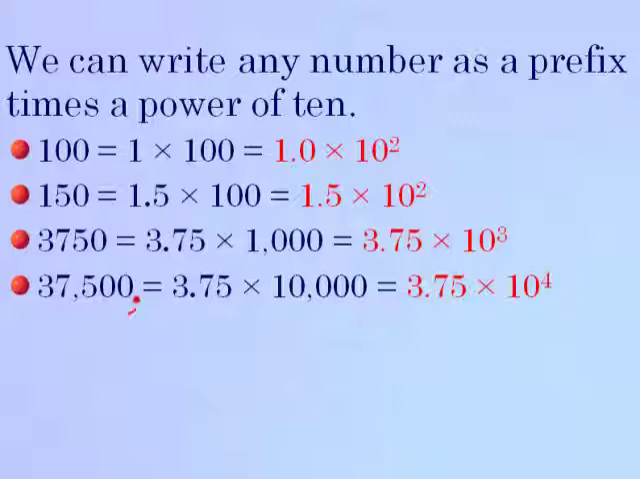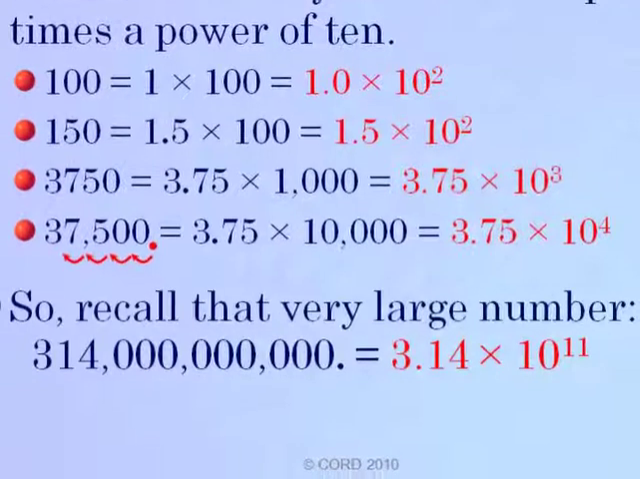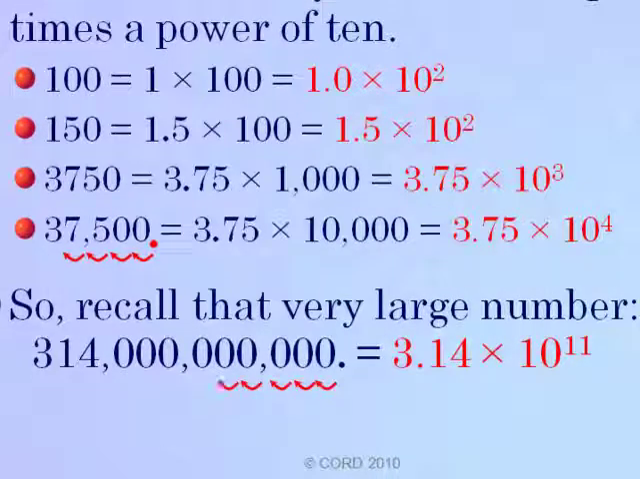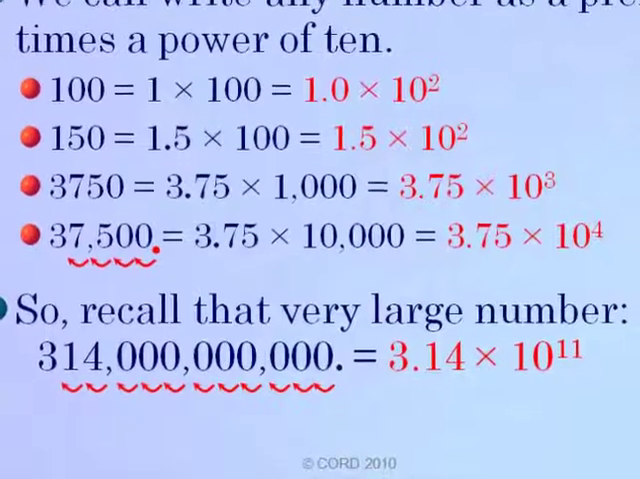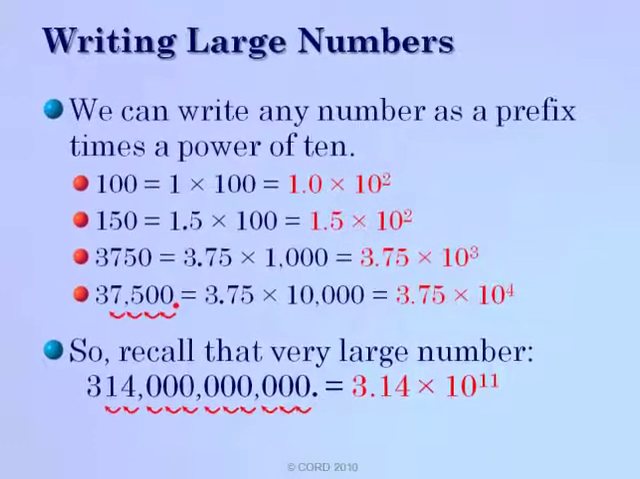So how do we determine that 10 to the 4th? Well, we start by determining how many places we have to move that decimal point to get the prefix between 1 and 10. And we see here that we had to move the decimal point 4 places, and that became our exponent. So let's recall that very large number, that 314 billion. In this case, we have to move the decimal point 11 places in order to get the 3.14, a prefix, between 1 and 10. So that gives us 3.14 times 10 to the 11th in scientific notation.